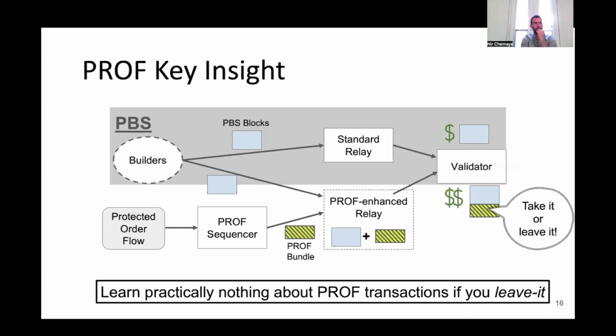I see. So the only risk here is if we are not in steady state and we are in congestion, sending a transaction in PROF may end up with it not being executed. Yeah, so the inclusion does depend on the congestion. If there's congestion, then yes, PROF transactions will not be included.